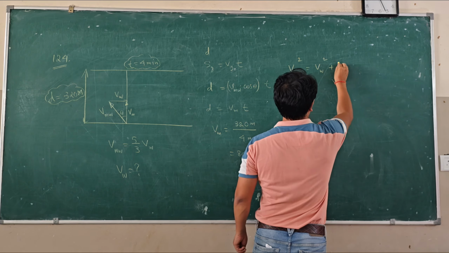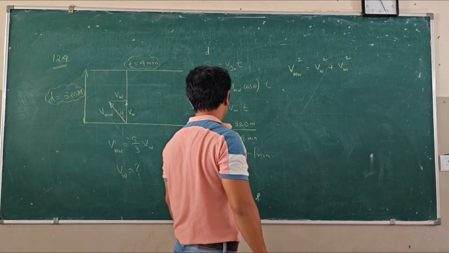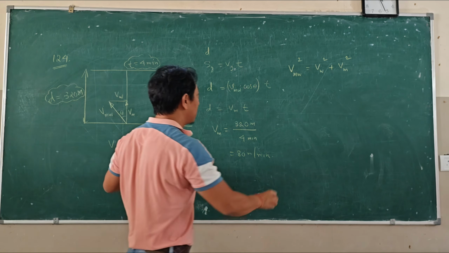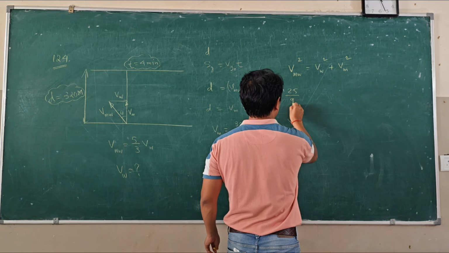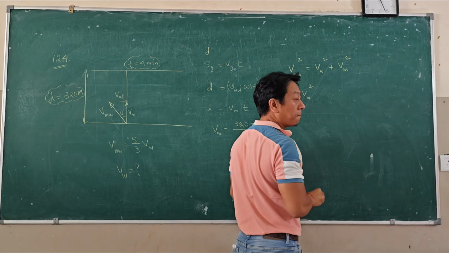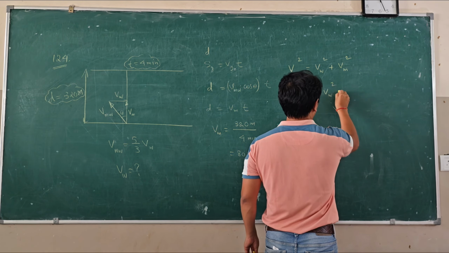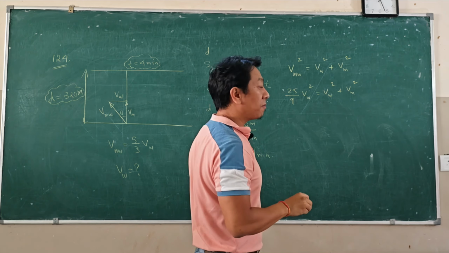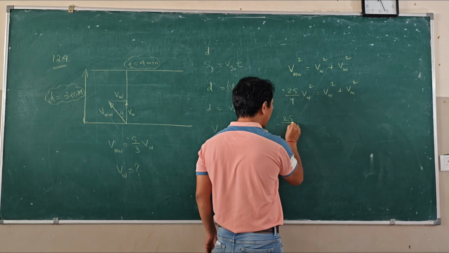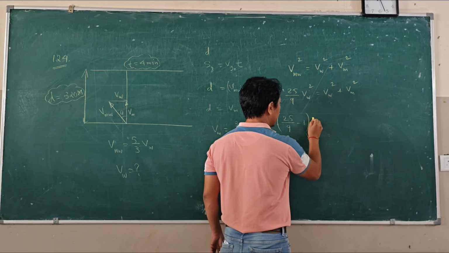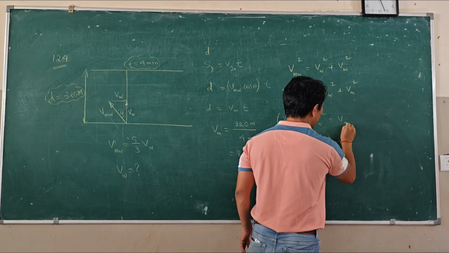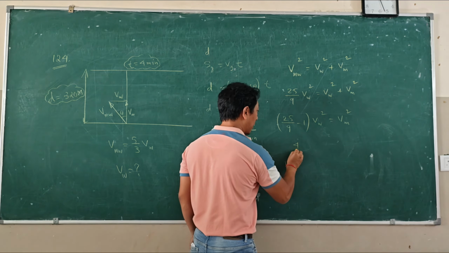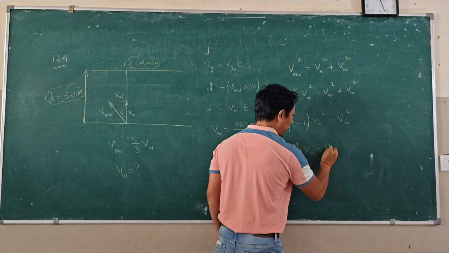VW square plus Vm square. Since we want VW, let us substitute for Vmw. What is Vmw? 5 by 3. So 25 by 9 VW square equals VW square plus Vm square. Bring VW square this side: 25 by 9 minus 1, VW square equals Vm square. 16 by 9, take square root: 4 by 3 VW equals Vm.